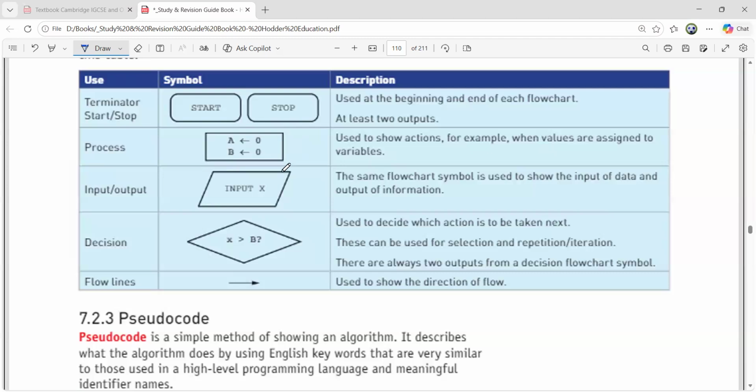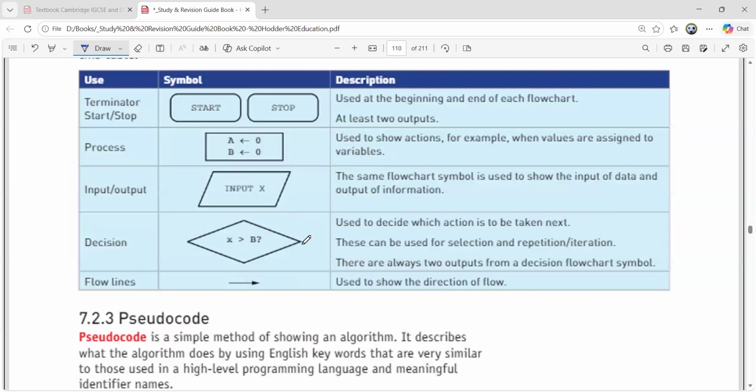Then input and output both are done in the same box. For input, you can see the keyword INPUT is written in capitals, and then you write the variable. By the way, this is somewhat similar to what you have learned in pseudocode writing. Then a decision is shown through this box. Here we can see there's no word if written. You simply write the condition, and it may involve AND and OR, which is perfectly okay. This is how we write decisions, and it is used to decide which action is to be taken. It can be used for selection and repetition. There are always two outputs from a decision. These are things we need to be careful about.